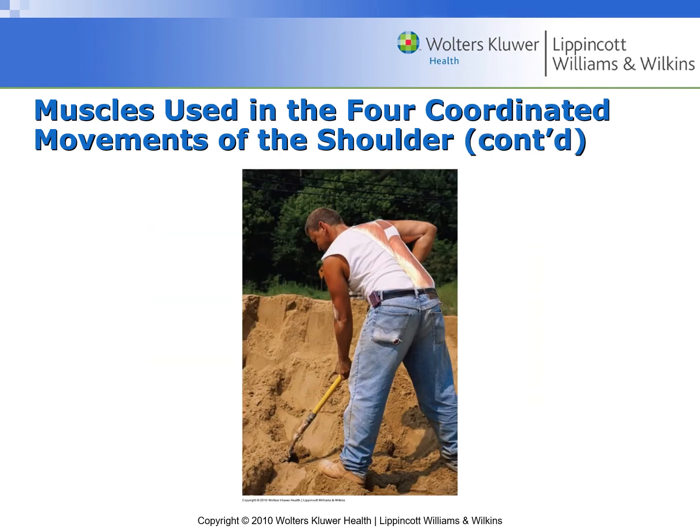Lifting is an example of muscles using coordinated movements at the shoulder. The glenohumeral joint and the shoulder girdle must work in concert with the core of the body and arm to lift objects from the ground. The rhomboids and trapezius retract the scapula, while the deltoid, latissimus dorsi, teres major, and biceps brachii stabilize, abduct, and extend the humerus.